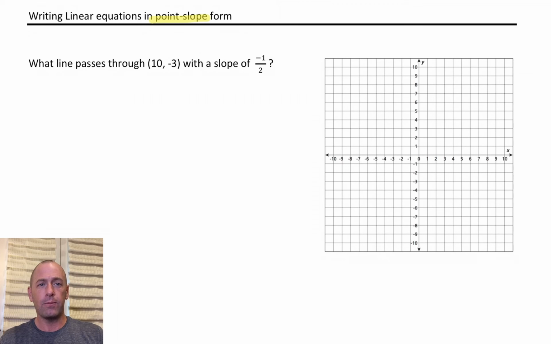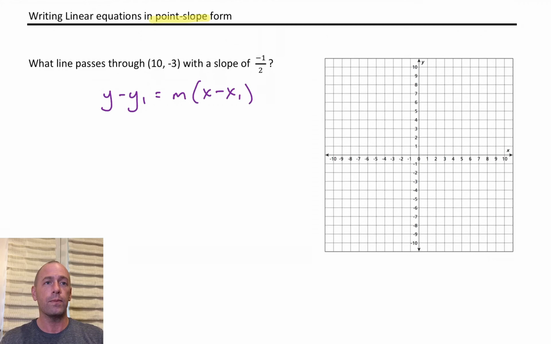Now students sometimes get hung up about this one, but after they've played with it for a few days they realize that it's a heck of a lot easier to work with than slope-intercept form. Point-slope form will tell the reader a point that the line goes through as well as the slope of the line. And the equation we'll use is y minus y1 equals m times x minus x1.